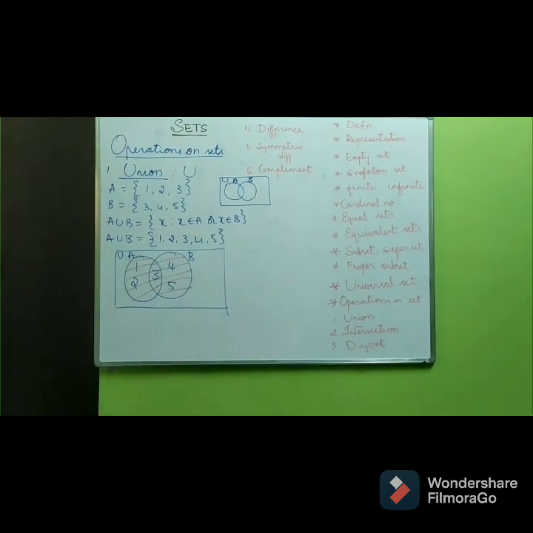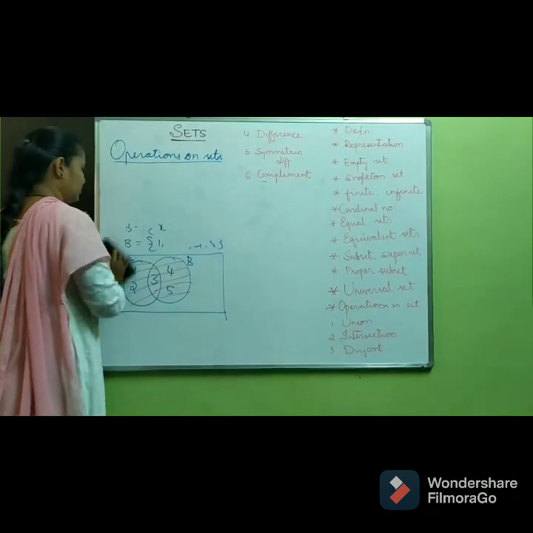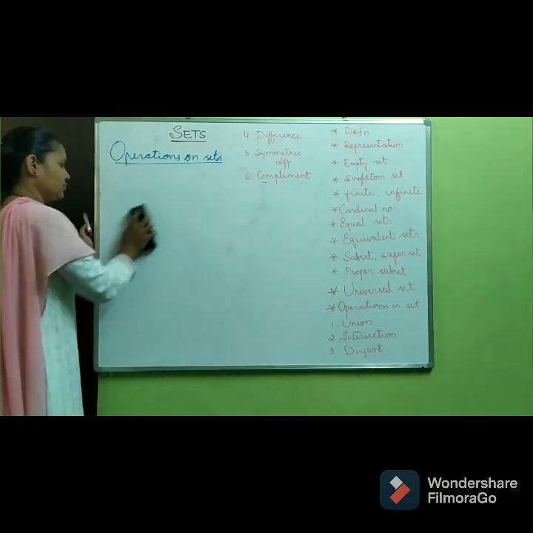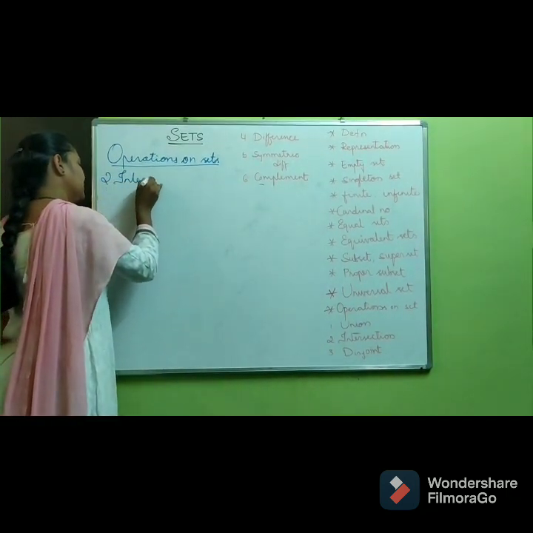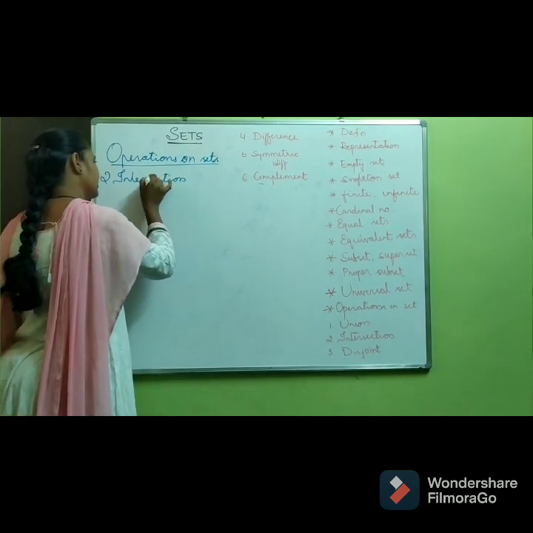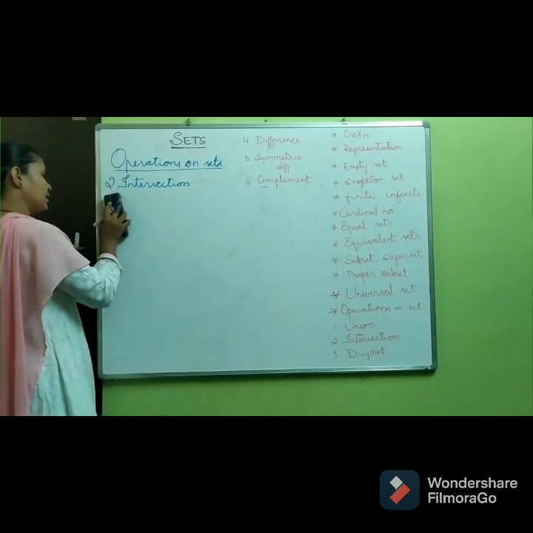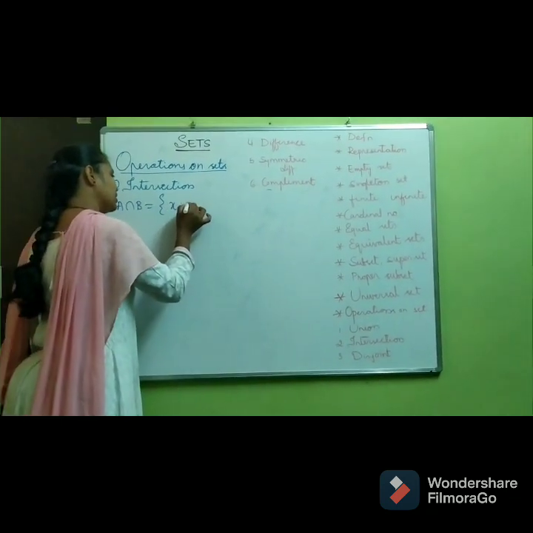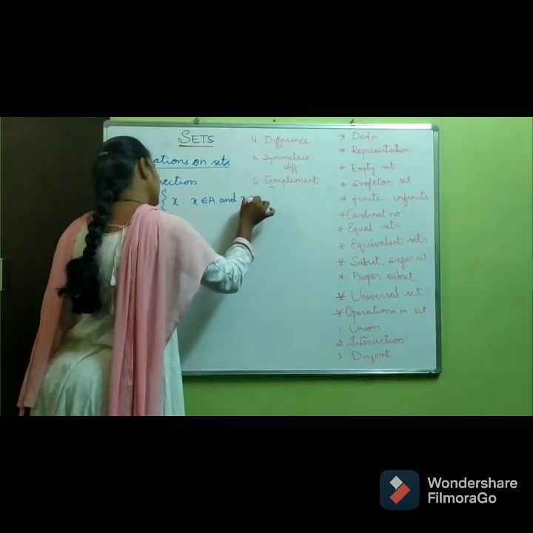Second one is intersection of two sets. For intersection, the definition is A intersection B is equal to x such that x belongs to A and x belongs to B.